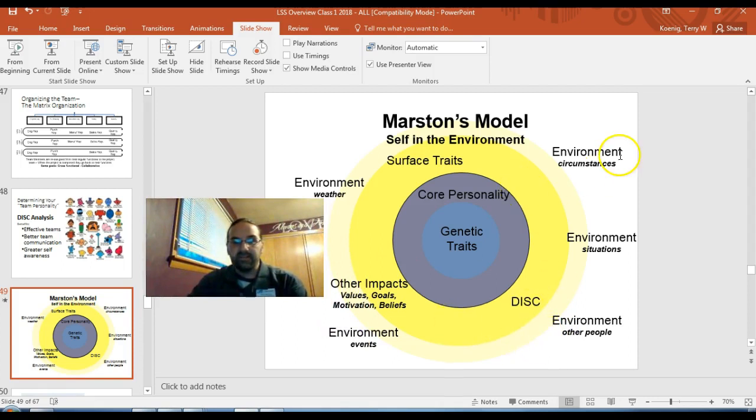All right, so here's the DISC. Genetic traits, you've got no control over that really. Your core personality. Then you have some surface traits. And then you have outside environment: other people, situations, circumstances, even the weather, current events.